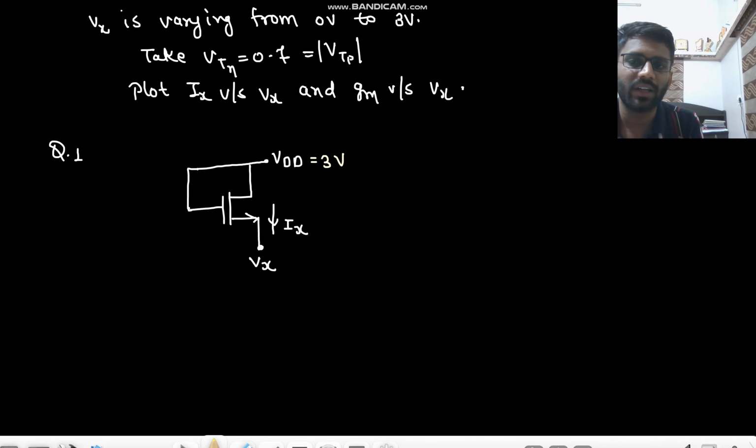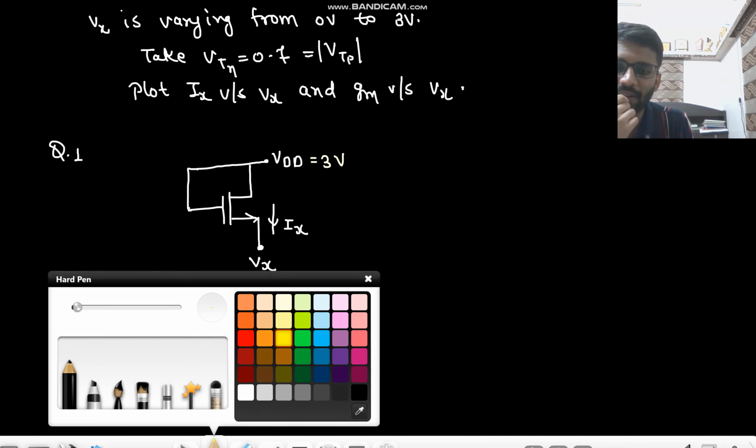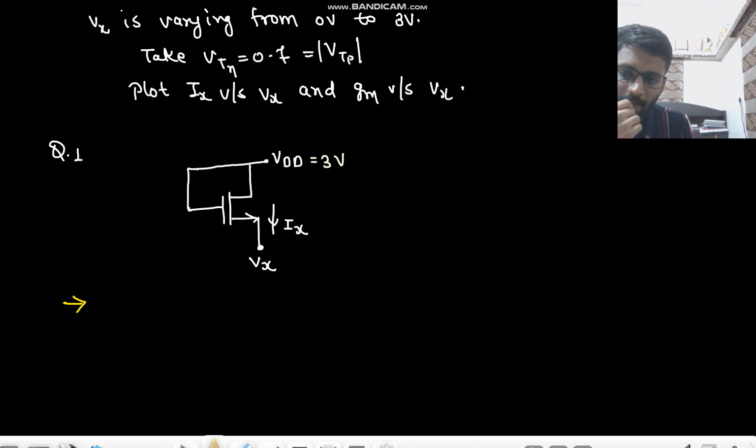Okay, we have to take the threshold voltage to be equal to 0.7, and when we consider PMOS, you will take the threshold voltage to be minus 0.7. Then you have to plot Ix versus Vx and gm versus Vx. Okay, so first your Vx is varying from 0 to 3 volt. So what we will do, we will write VDS. Okay, this is at 3 volt, and this Vx is varying from 0 to 3 volt.